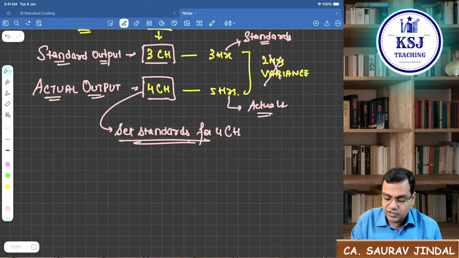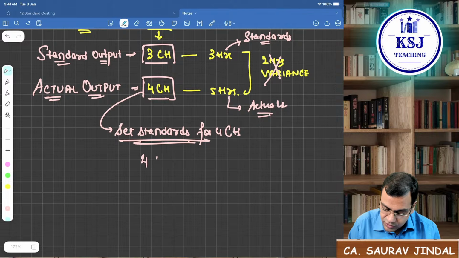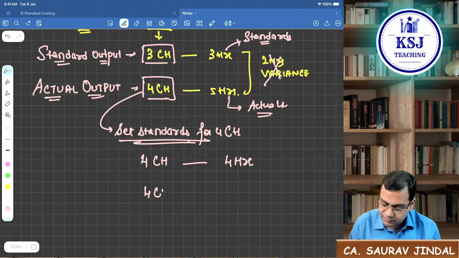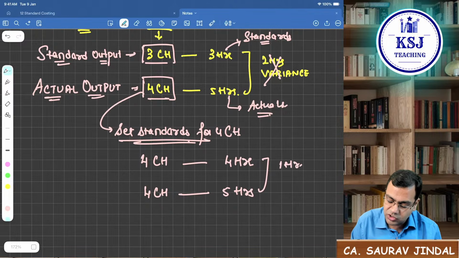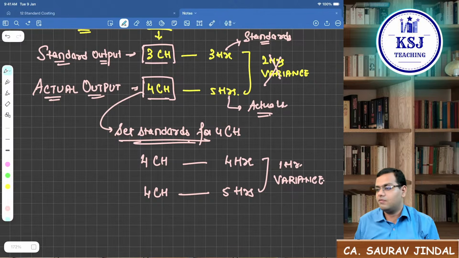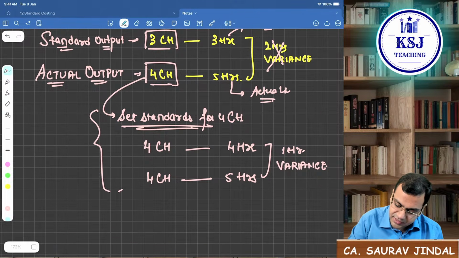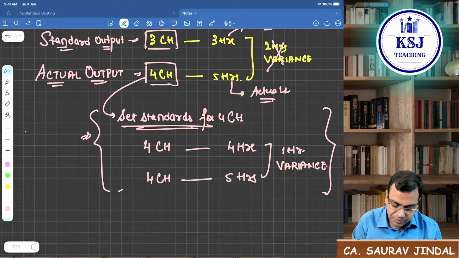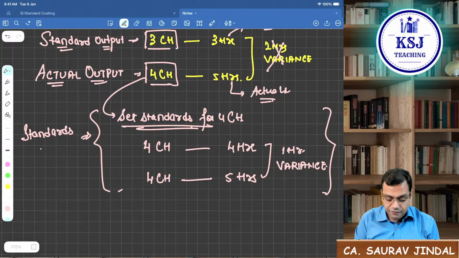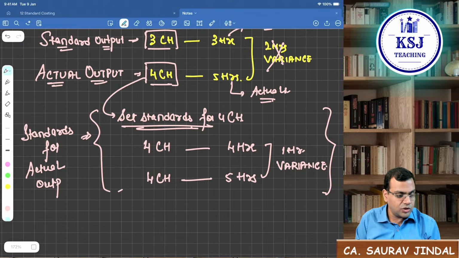So how will you set? For 3 chapters, if it is 3 hours, then for 4 chapters your standard should be 4 hours. Now you can compare that for 4 chapters, your actual is 5 hours. This 1 hour is actually my variance, right? This part we call standards. We are revising the standards for actual output. Standards for actual output, right?